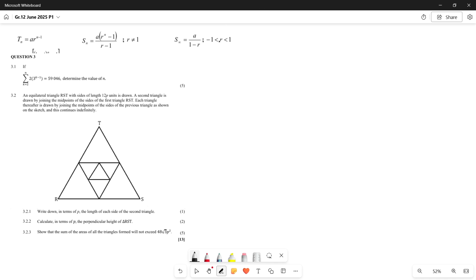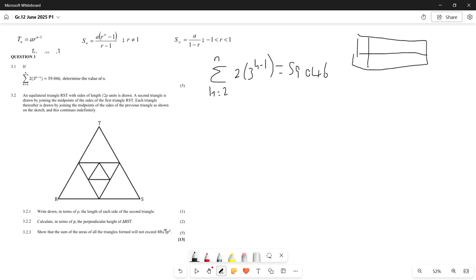Okay, so I'm just going to rewrite this over here. What we have is n, k equals 2, 2 times 3 to the power k minus 1, equals 59,046. So what this means is that our first input value for k is 2. If this was like a table with inputs and outputs, our first value would start from 2, not 1 or 0, but we are plugging in 2 as our first value, and then we'll get our first output being whatever that value is.